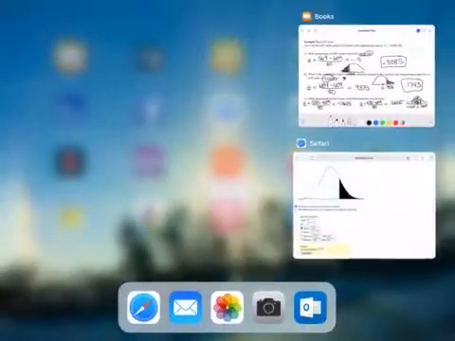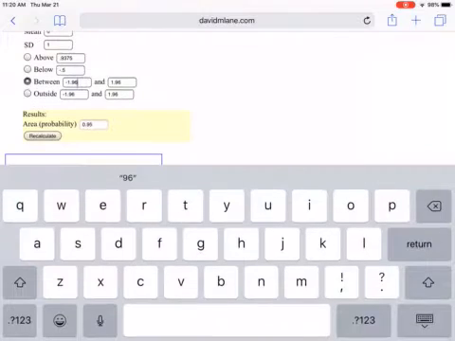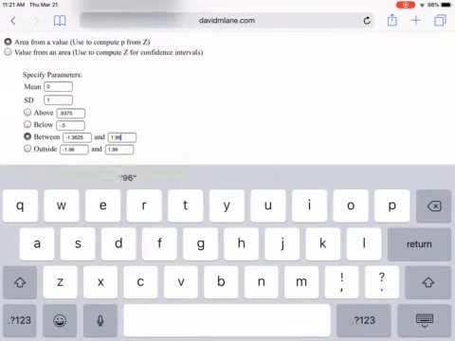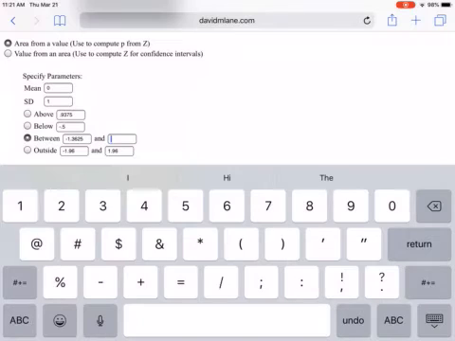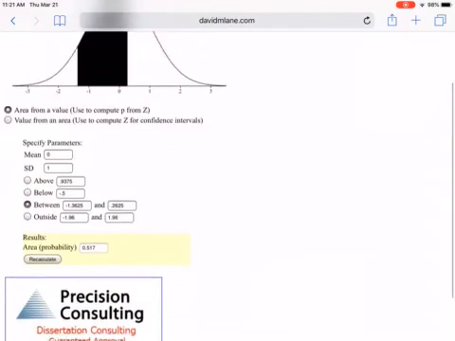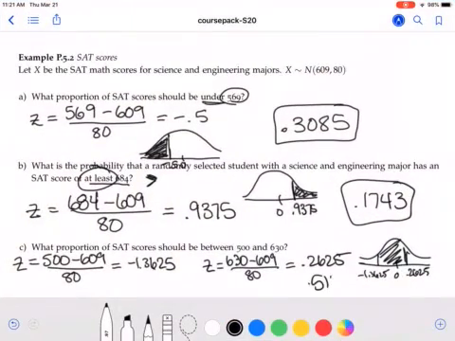Okay, so if we go back to that website again, we will select between and then put in the two values that we're interested in. So we had a negative 1.3625 and a positive 0.2625. And we can see it recalculate then, and we get an area of 0.517. So that is the answer for that part C.